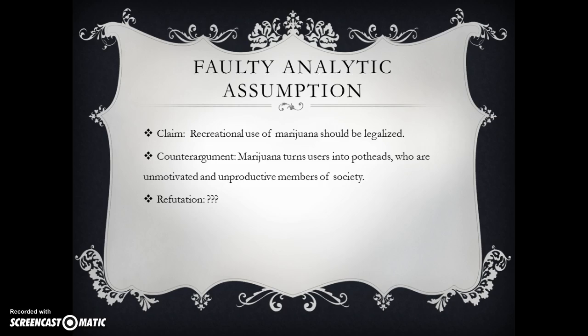Another piece of counterargument someone might say would be, marijuana turns users into potheads who are unmotivated, unproductive members of society. As opposed to just pointing out problems with facts, we can also point out problems with the analysis, the interpretation of those facts. So number one, we could talk about the idea of turns users into potheads. Certainly not every marijuana user is going to be a pothead. We could respond to it that way.